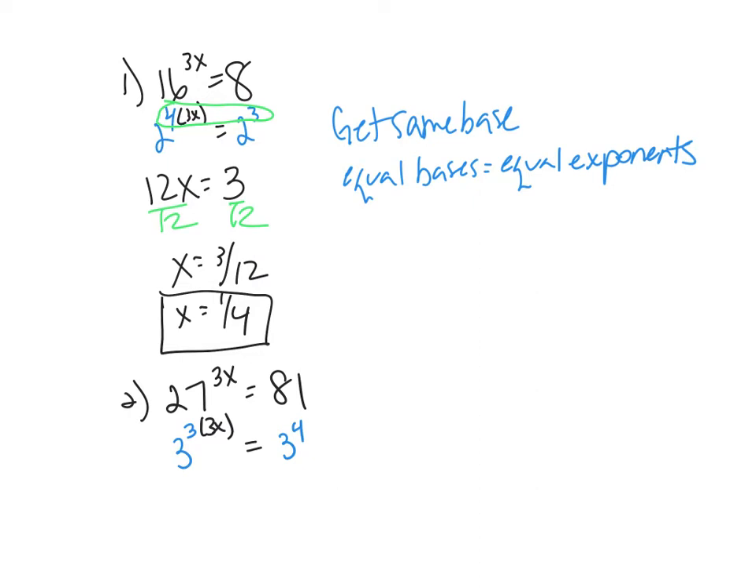Same base means equal exponents. So 3 times 3x is 9x equals 4. We can divide by 9. Thus x equals 4/9. Again, you can check by plugging it in, or you can graph and see where the left side intersects the right side.